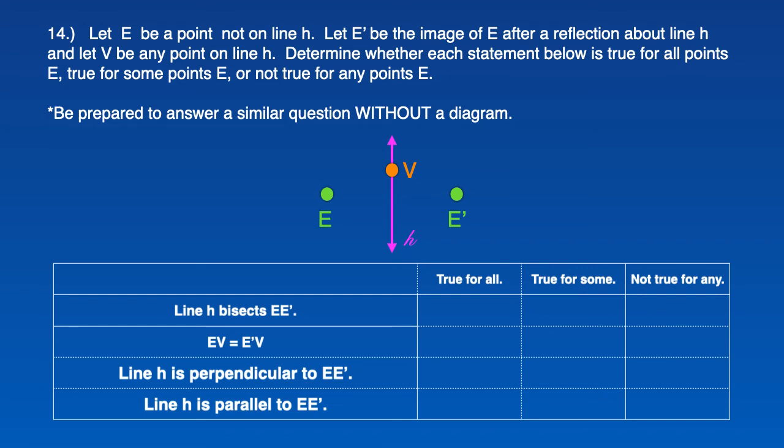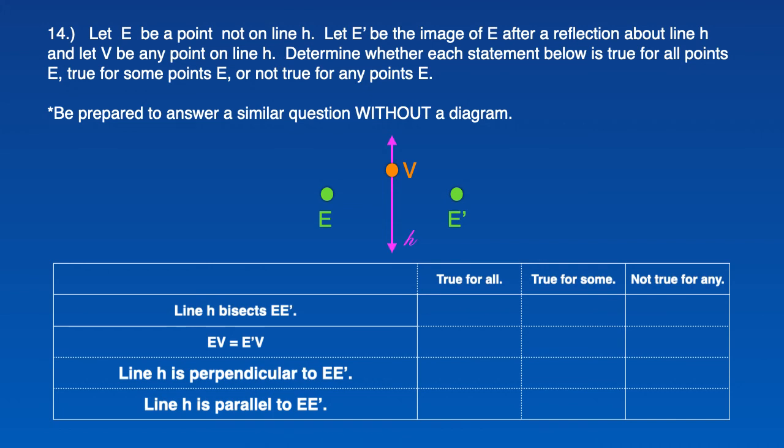It says, let E be a point not on line H. Let E prime be the image of E after a reflection about line H, and let V be any point on line H. The location of E, I just put a random location and then reflected it to the other side. And the location of point V, it says let V be any point on line H. You could put it anywhere. I decided to put it there, but you could have put it anywhere on line H.